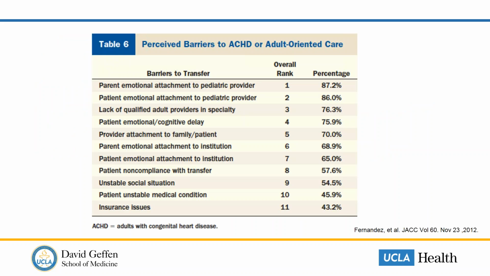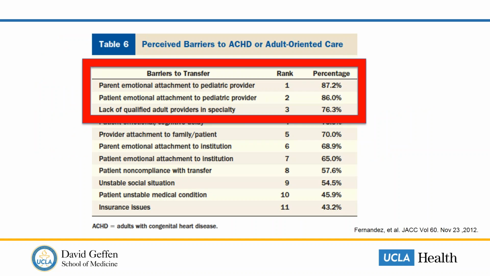Now, going back to just some evidence, there's some really good information and surveys out there. This was published in the Journal of the American College of Cardiology. What they found was that a lot of the barriers to transitioning people from the pediatric realm was a parental emotional attachment to the pediatric provider, as well as that patient's emotional attachment to that pediatric provider. Kind of like that 21-year-old cardiomyopathy patient that I mentioned earlier, who said, gosh, I've been followed by the same provider my whole life. How am I going to develop a good relationship?